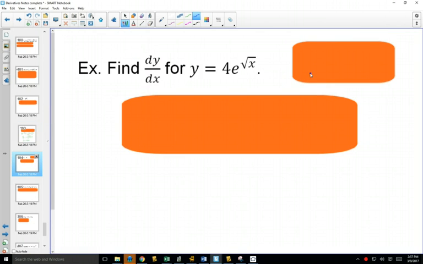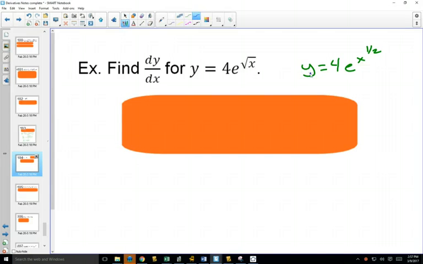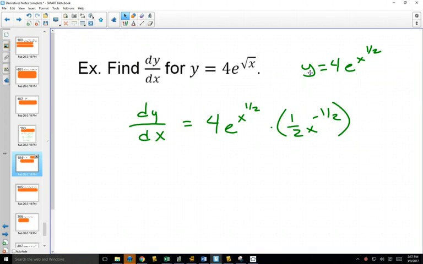Okay, first we can change this equation or hit it with a blue pen. There we go. What kind of rule is here? Chain rule. You've got an x to the half inside of an e to the x. So you do your derivative of the outside function, which means everything stays the same, and then multiply by the derivative of the inside function.